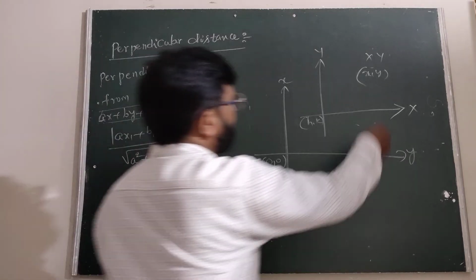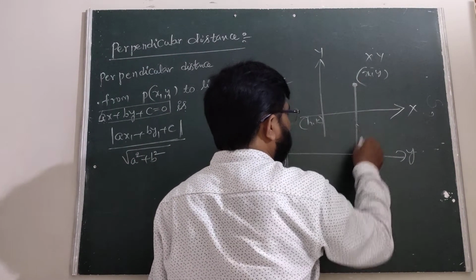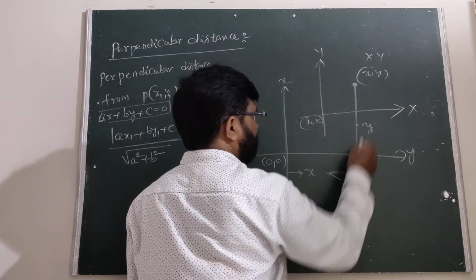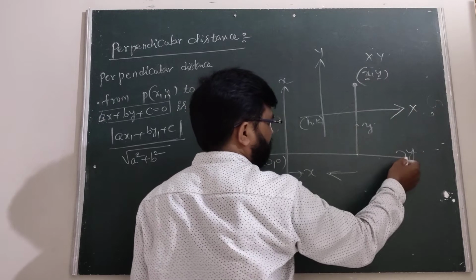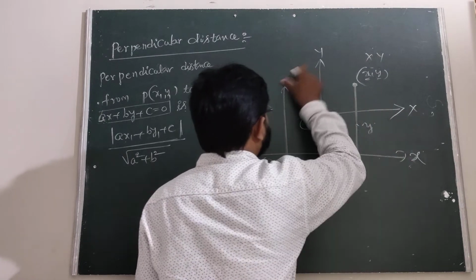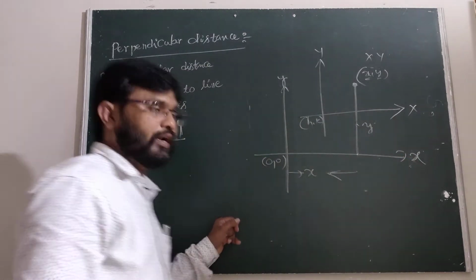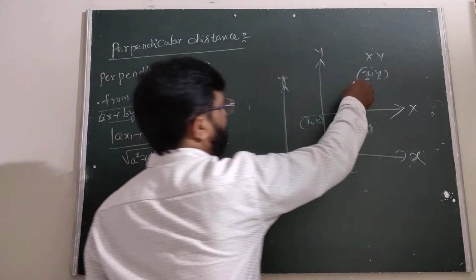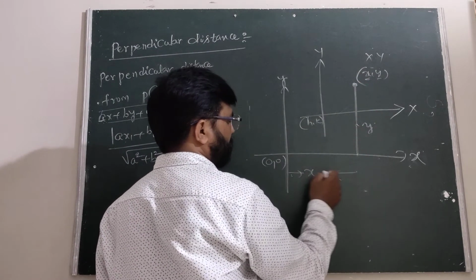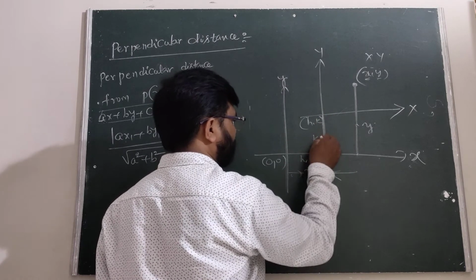Suppose you draw the perpendicular from this to this: completely small y, and this completely small x. Is it clear? When we are taking the original axis, original means old axis, this is the x-axis. Draw the perpendicular from this to this. This is the length y, this is the length x. Now here we take this as h, this as k.